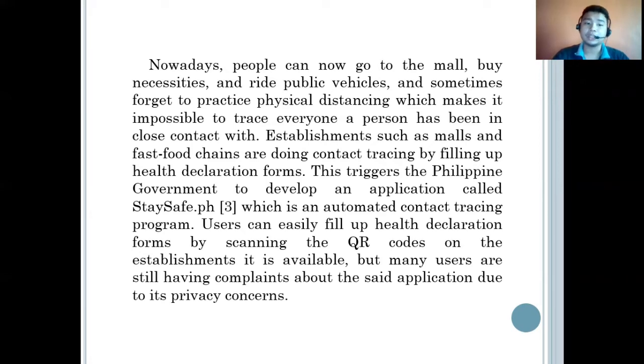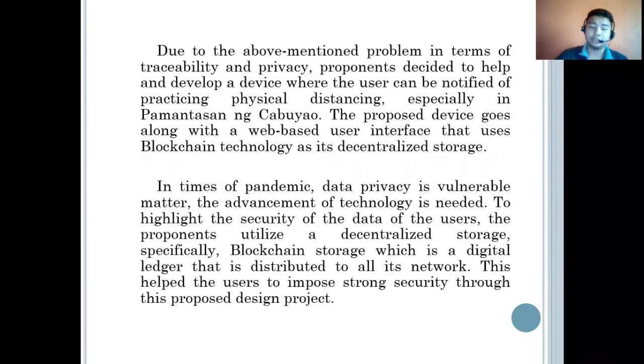Establishments such as malls and fast food chains do contact tracing by filling up health declaration forms. So the Philippine government developed an application called StaySafe.ph to lessen paper transactions by scanning the QR code at the establishment. But this application still has complaints about privacy concerns.